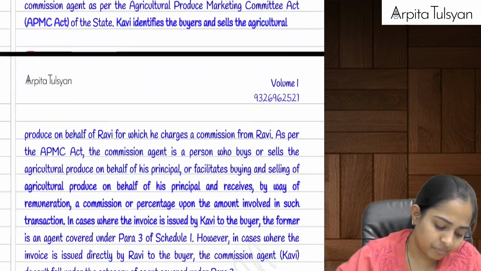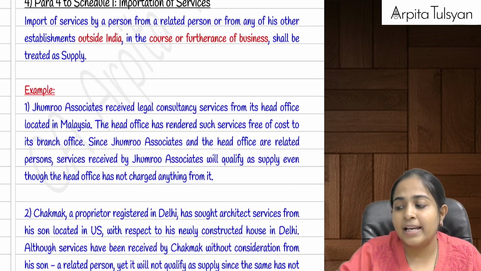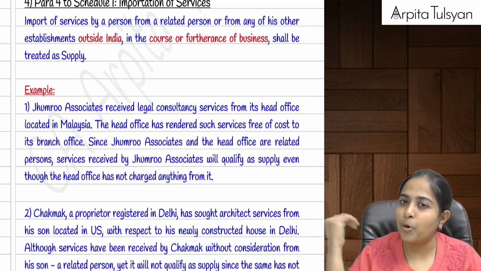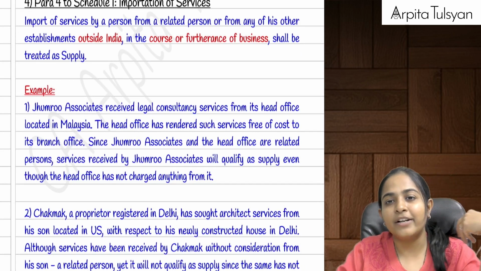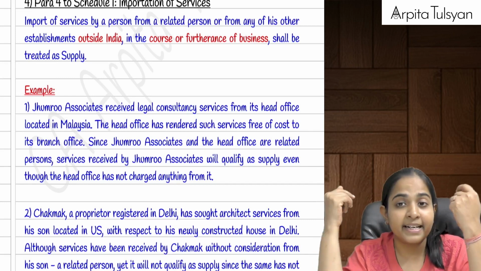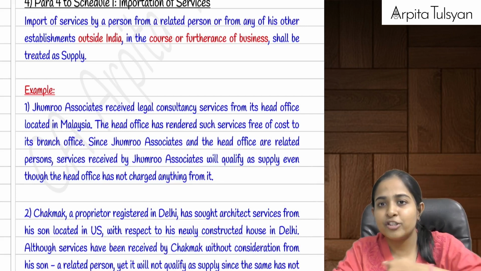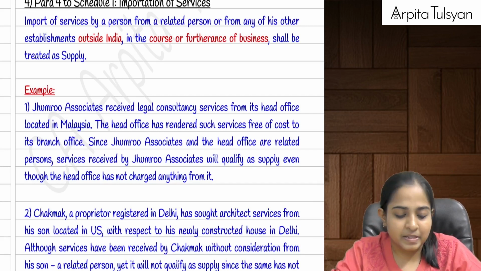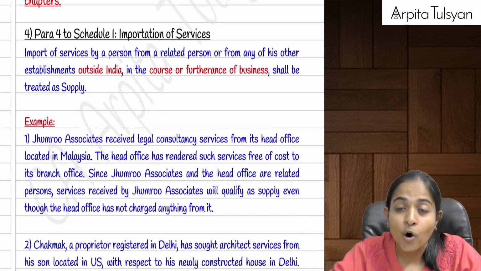Then going to the next and last point, that is para 4 to schedule number 1. Last point but an important point. Para number 4 to schedule number 1 talks about importation of services. Did we just study something about importation of services? Yes, what did we study? We studied that in deemed supply 7(1)(b), if we are importing any services for which we are paying the consideration, whether or not in the course or furtherance of business, it is a supply. Now here in para number 4, we are importing some services for no consideration.